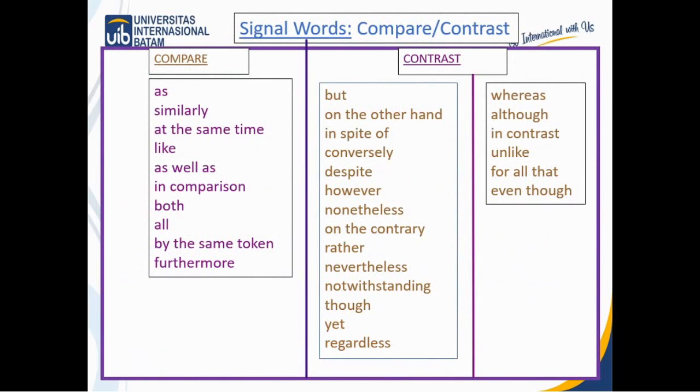Signal words for compare or contrast patterns are divided into compare and contrast. To compare things in English, you can use some signal words such as similarly, at the same time, like, as well as, in comparison, both, all, by the same token, furthermore, and so on. To contrast information, there are some signal words that you can use such as on the other hand, in spite of, conversely, despite, however, nonetheless, on the contrary, nevertheless, and so on.